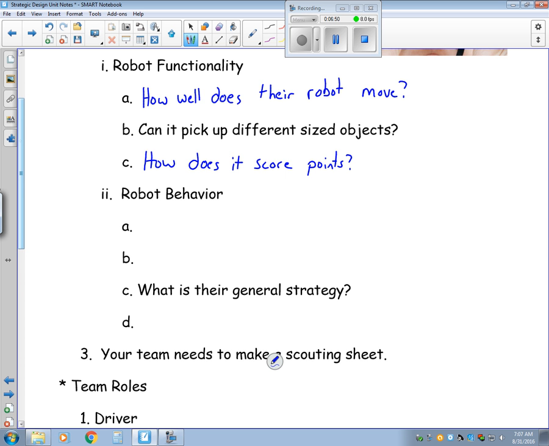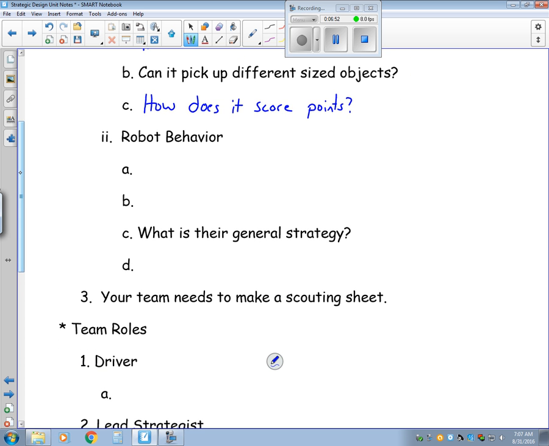The next thing is the robot's behavior. So, first thing, how many points do they score per match?